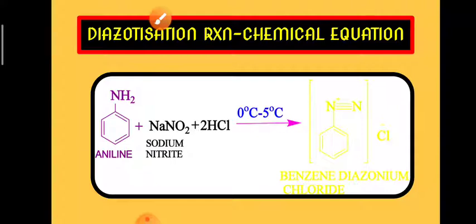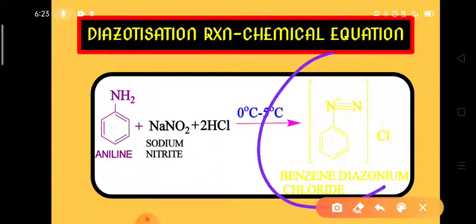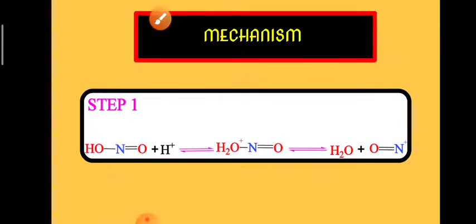The compound formed here, that means benzene diazonium chloride, has the yellow color, so that's why here it is shown with a yellow color. Now we go for the mechanism.